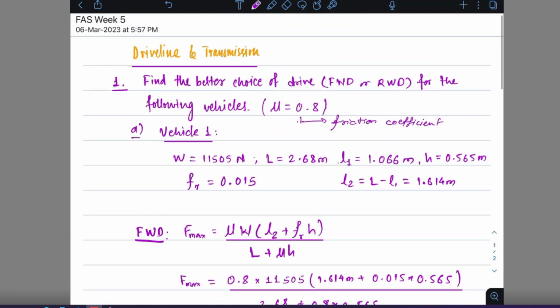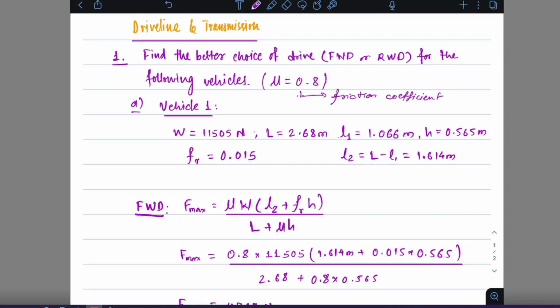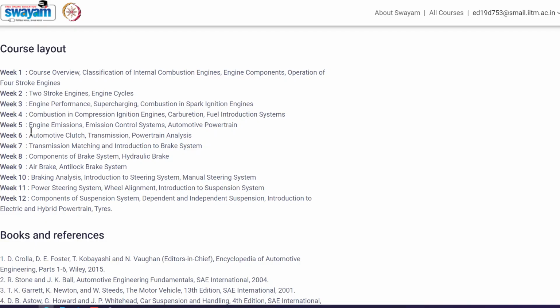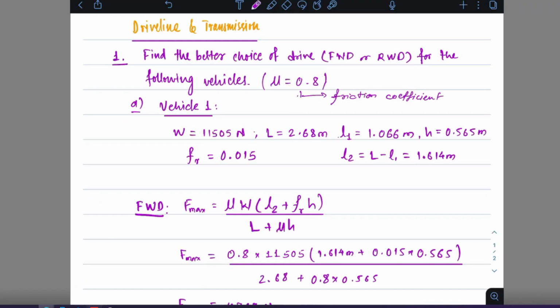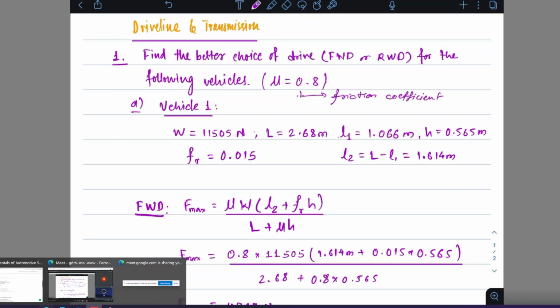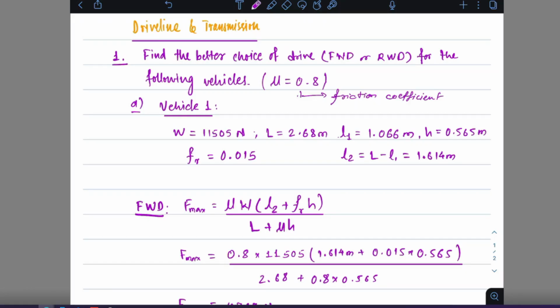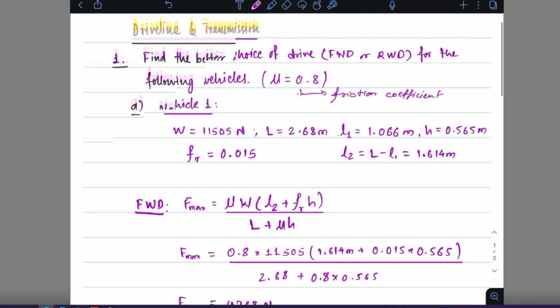So these are the problems on driveline and transmission. I'm writing them down as we go along. This corresponds to your sections on powertrain analysis and transmission, and automotive powertrain. Okay, so let me continue. We'll solve the same question again for a different vehicle.